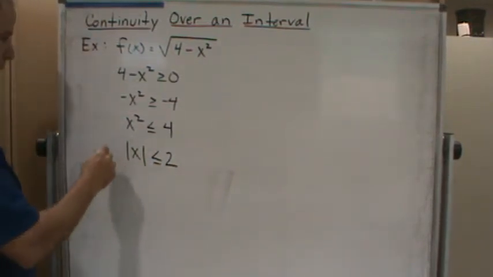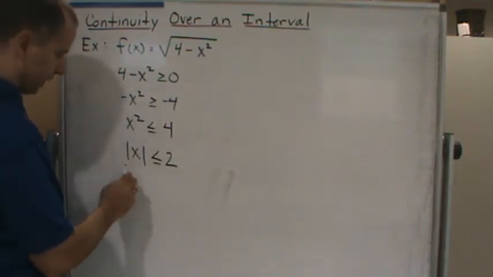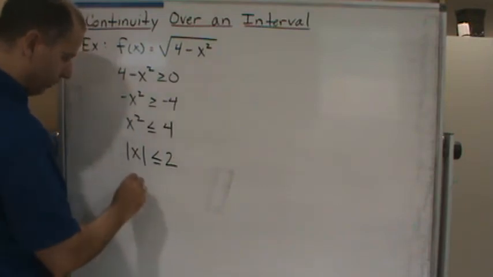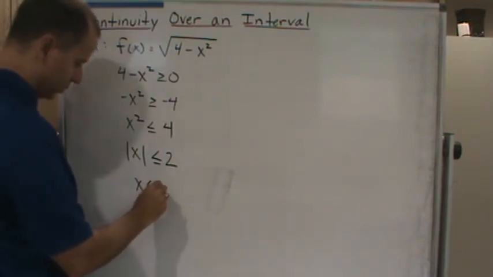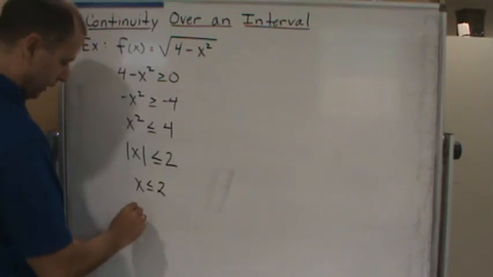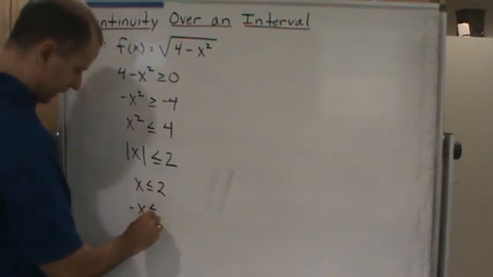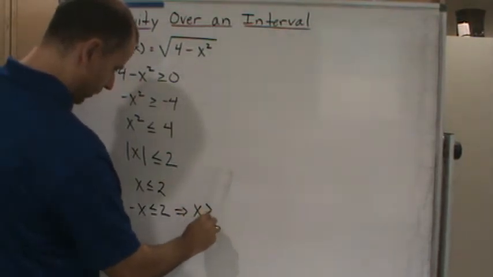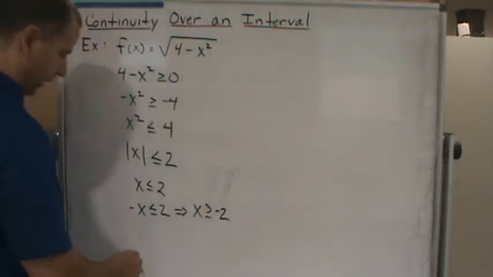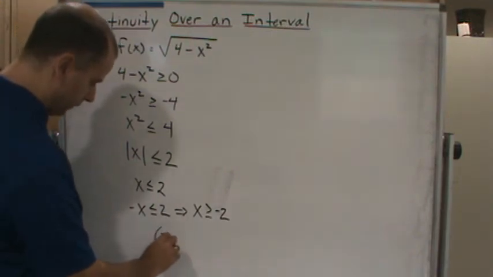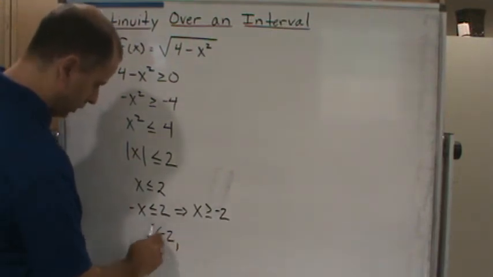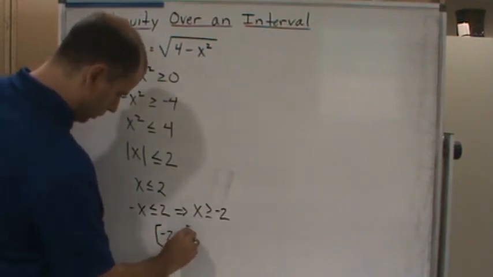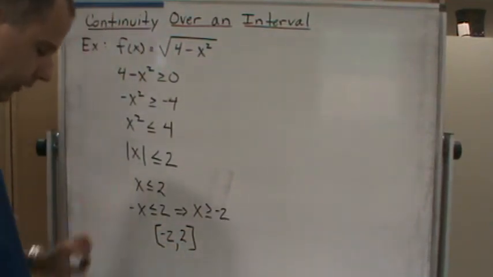So if you take the square root of both sides, another way of writing it is the absolute value of x is less than or equal to 2. So now, what do we get? We get x is less than or equal to 2, or negative x is less than or equal to 2, which also implies that x is greater than or equal to negative 2. And so that gives us the interval of negative 2 to 2. Now, that's the domain.